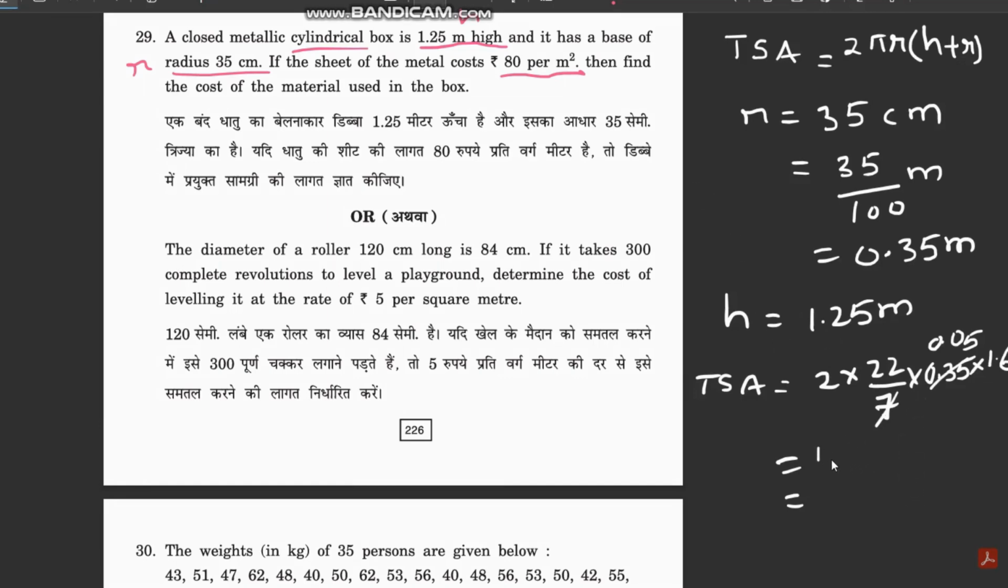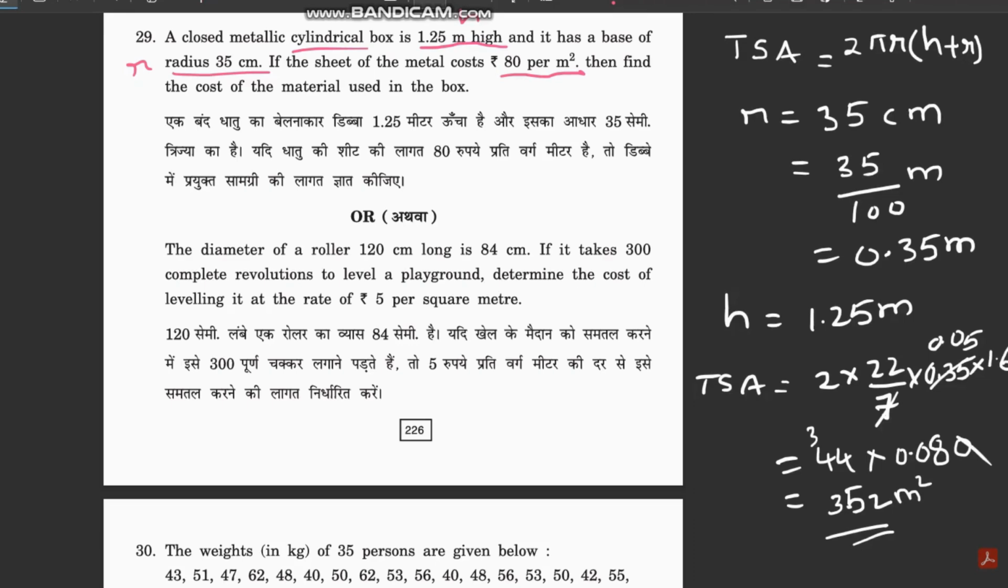Here 2 into 22 is 44, 44 into 16 5s are 80. But here there are 2 decimals, and here 1 decimal. We need only 3 decimals, so 1 2 3, 0 point. So the 0 cancels. Now we should multiply. 8 4s are 32, 8 4s are 32, 3 is 35. But here 2 decimals are there, so 3.52 meter square is the TSA of the cylinder.